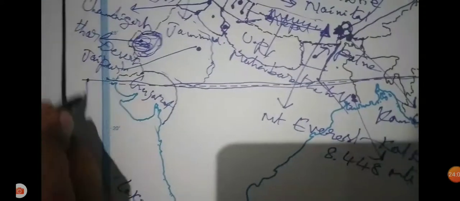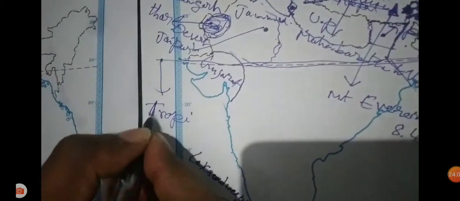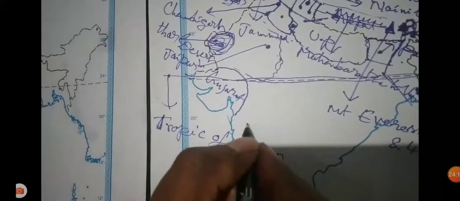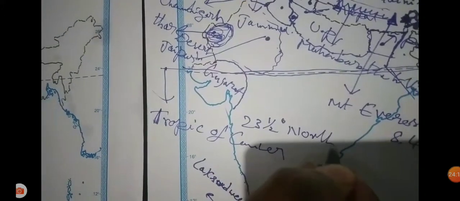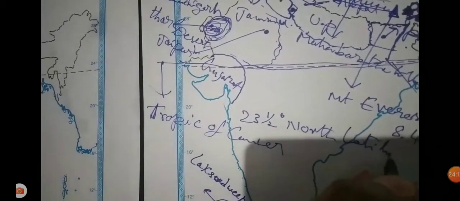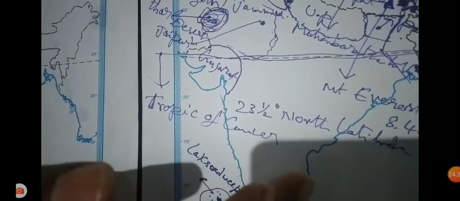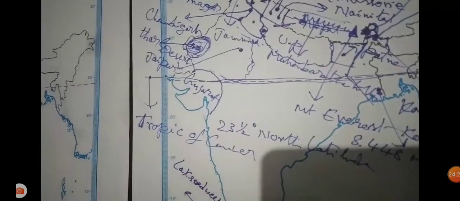The Tropic of Cancer divides India into two equal parts. It is at 23 degrees north latitude. The Tropic of Cancer is very, very important.